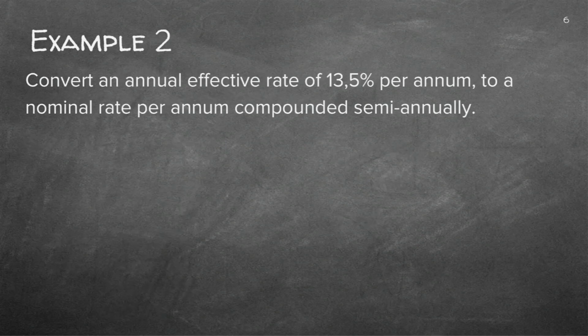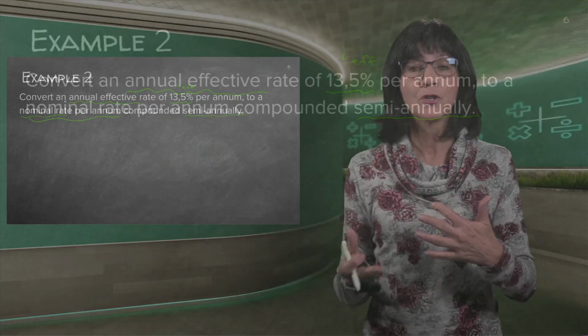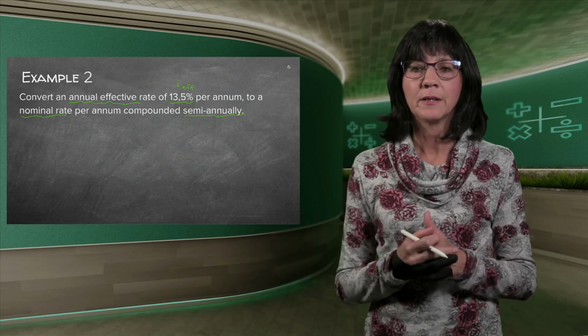Example 2. Convert an annual effective rate of 13.5% per annum to a nominal rate per annum compounded semi-annually. So now they give you the effective rate. So this is the I effective. And they want you to change it to a nominal compounded semi-annually.